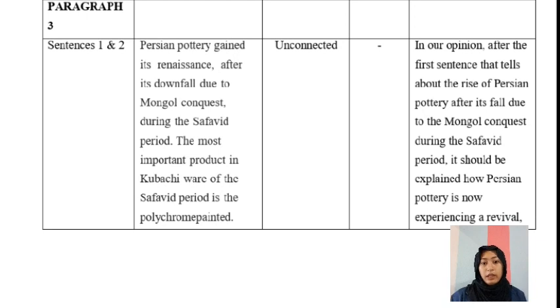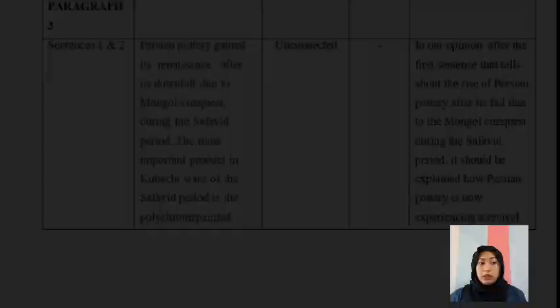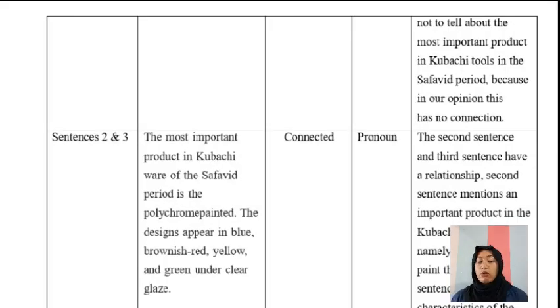Okay, move to paragraph 3 in the main body paragraph. Sentences 1 and 2 are not that connected because, in our opinion, after the first sentence tells about the rise of Persian pottery after its fall due to the Mongol conquest during the Safavid period, it should be explained how Persian pottery is now experiencing a revival, not tell about the most important product in Kubachi tools in the Safavid periods, because in our opinion this has no connection.